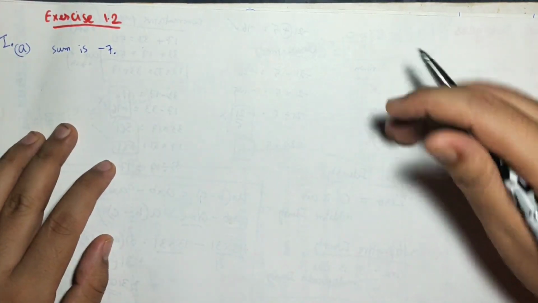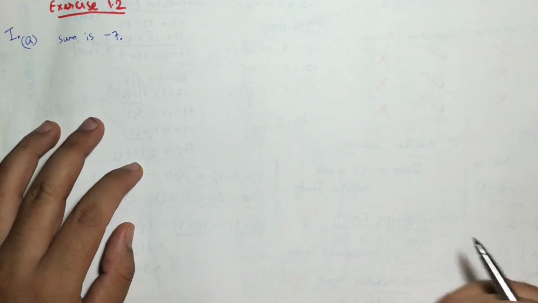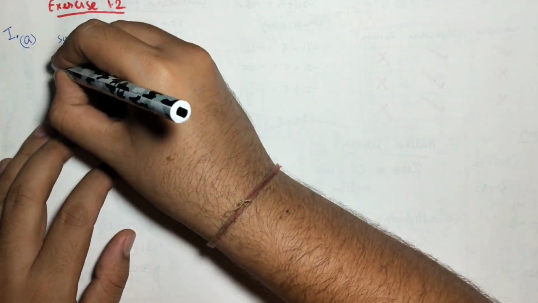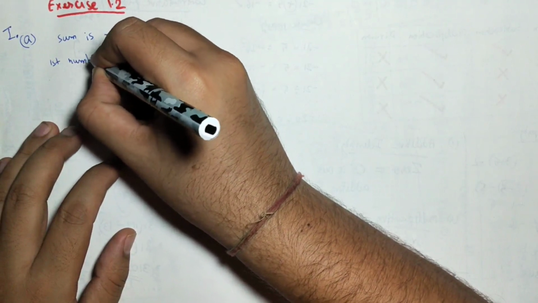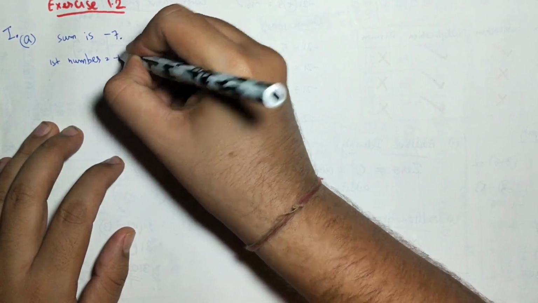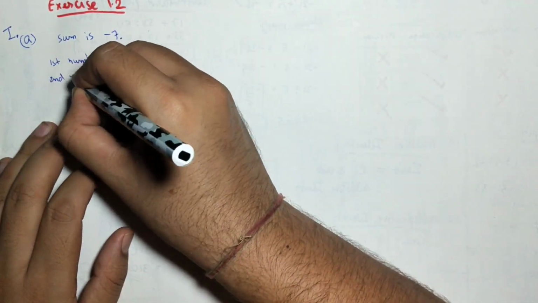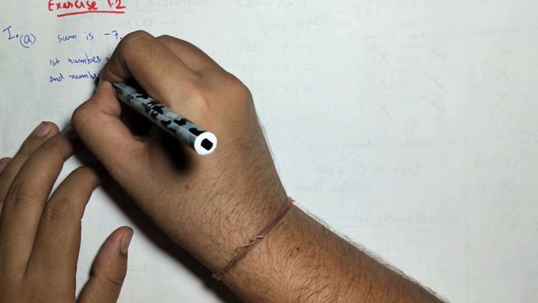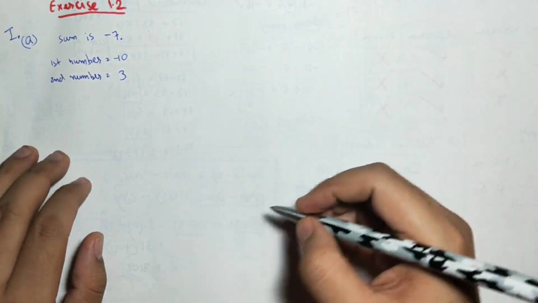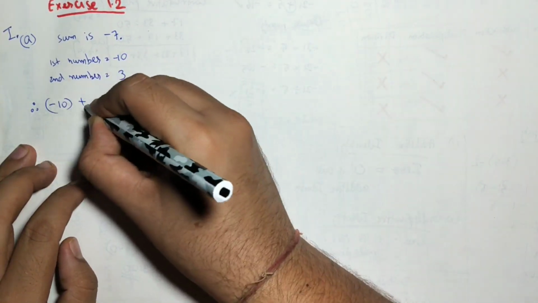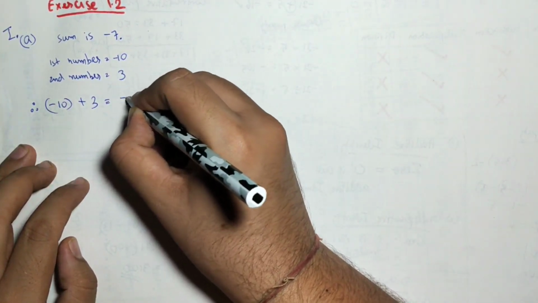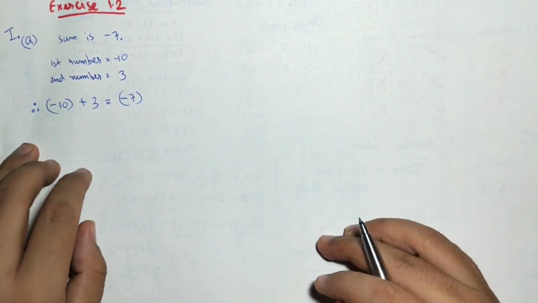Otherwise, the number will never come minus. So, I can take any two. I am taking minus 10. My first number is minus 10 and second number is positive 3. Therefore, my minus 10 plus 3 will give me minus 7.